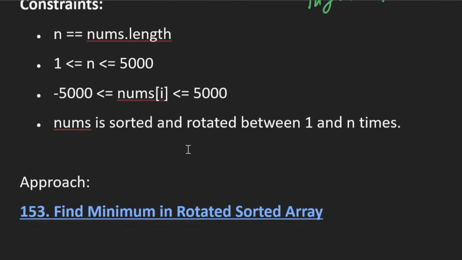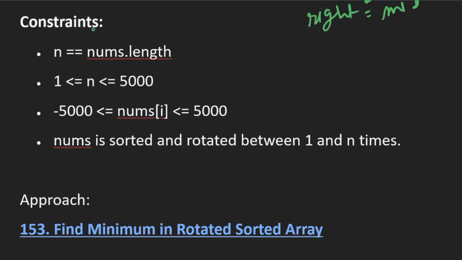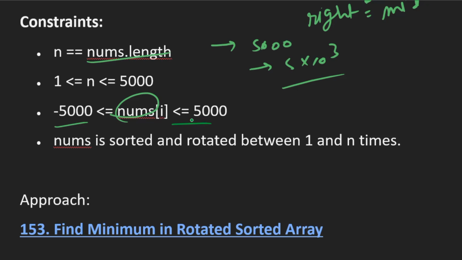So let's move to the constraints part. Here n is equal to nums.length. n can be up to 5000, that is 5 times 10 to the power 3, and each element of the array can be from minus 5000 to 5000. And it is given that the nums array is sorted and rotated between 1 to n times, right?